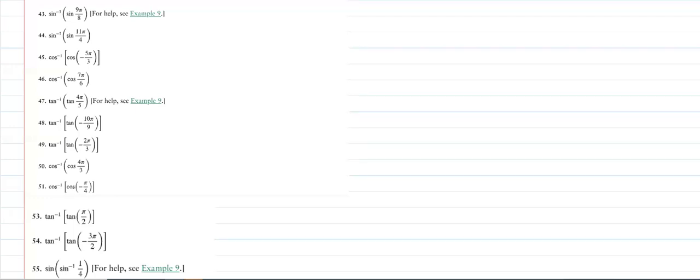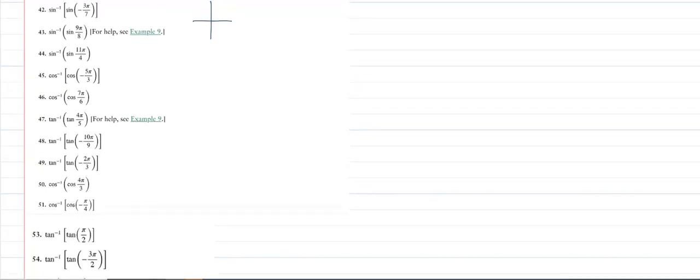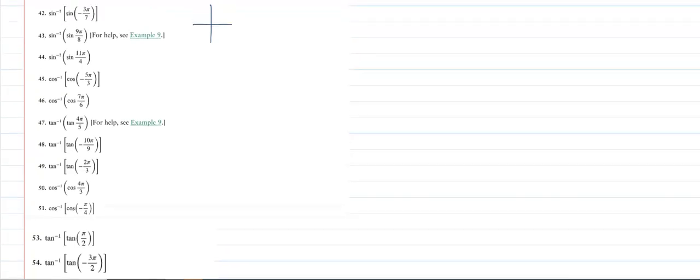Before I do the work, let us see where 9 pi over 8 actually falls. So where is my 9 pi over 8 going to be? It is a little bit over pi, isn't it? Because pi itself is 8 pi over 8. So that means this angle is going to be somewhere in the third quadrant. This is 9 pi over 8.